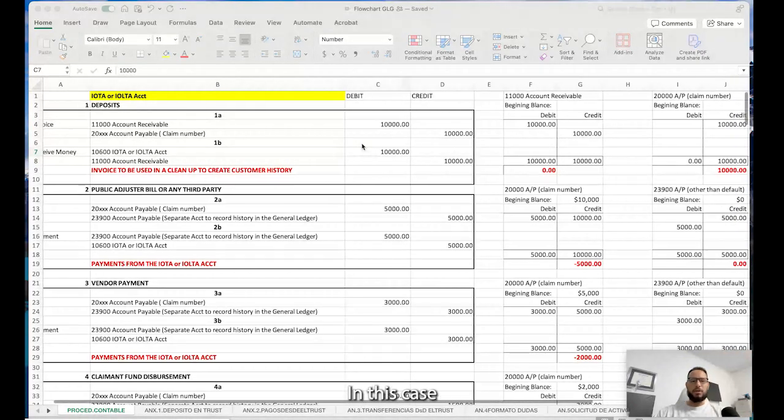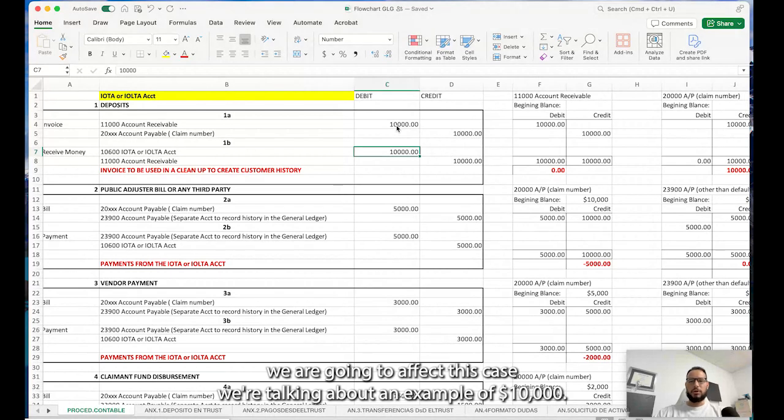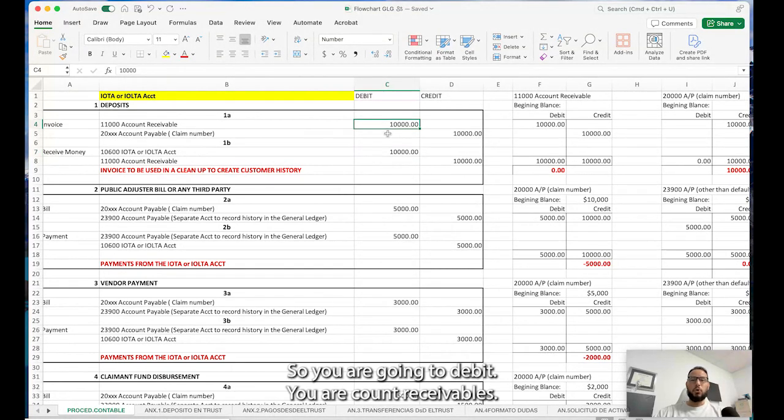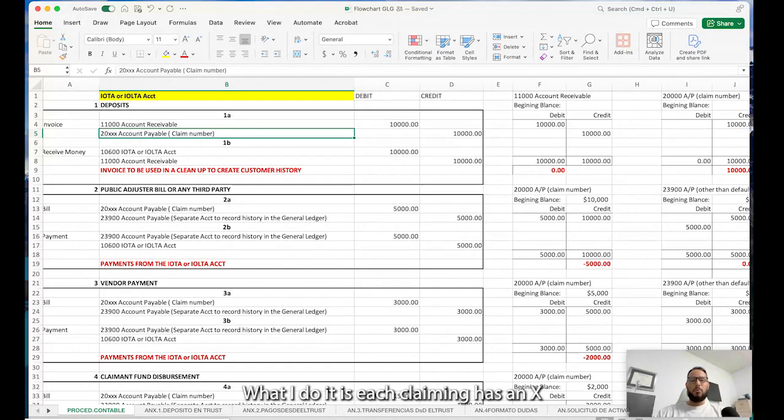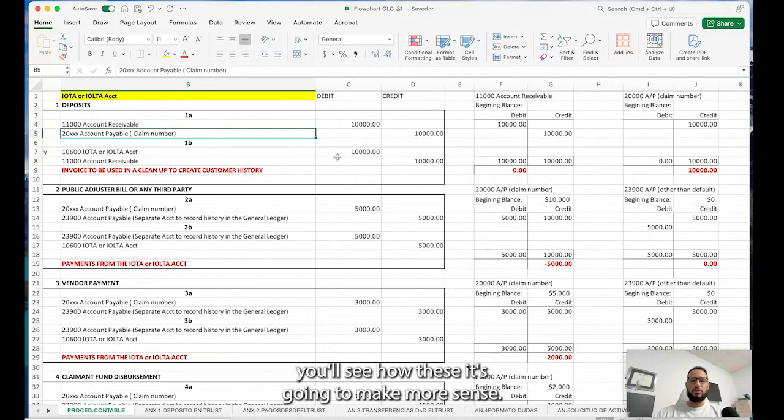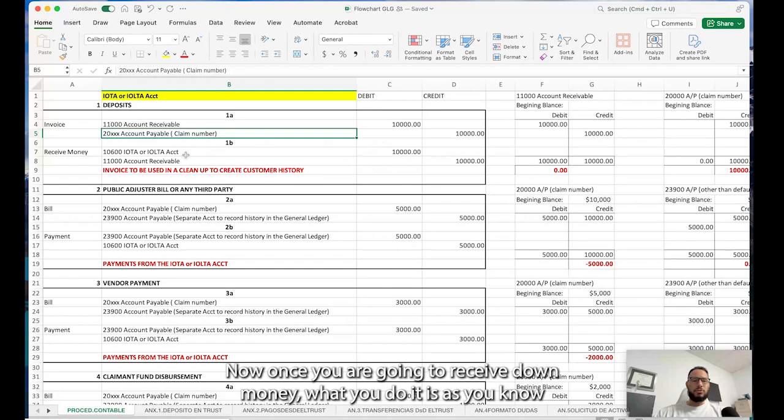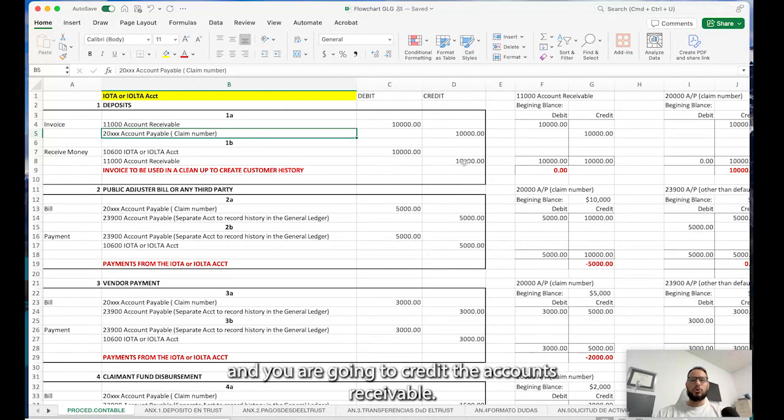When you create an invoice, in this case, we're talking about an example of $10,000. So you are going to debit your accounts receivable, and then you're going to credit the accounts payable, and it's the one that is going to have a claim number. What I do is each claimant has a claim number, and that becomes the liability. And that liability account is the one that records every single transaction that occurs. Okay. Now, bear with me, because once we go to the T-tables, you'll see how this is going to make more sense. Once you receive that money, you're going to debit your bank account, your trust account, IOLTA, and you are going to credit the accounts receivable.